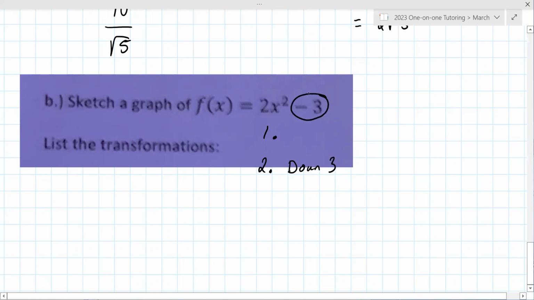It's outside, away from the x. And then 2 is a vertical stretch of 2, or by a factor of 2.